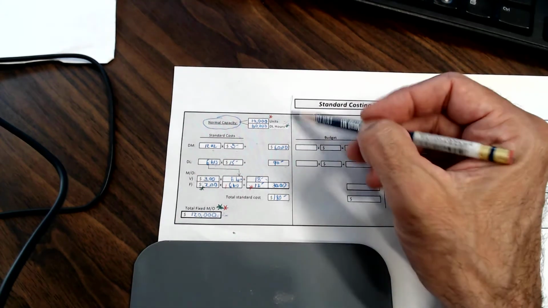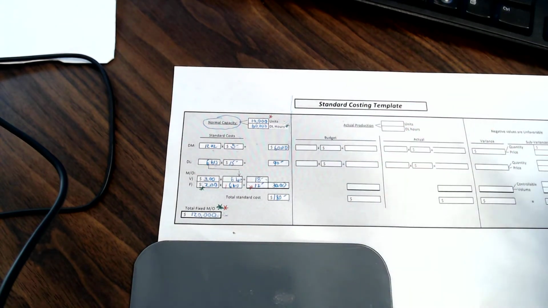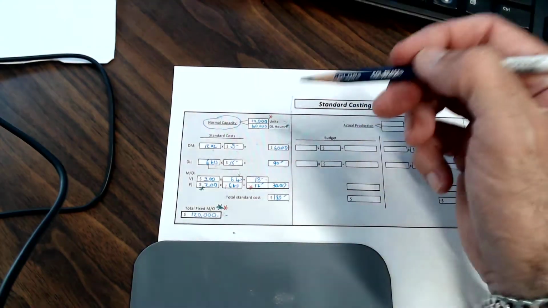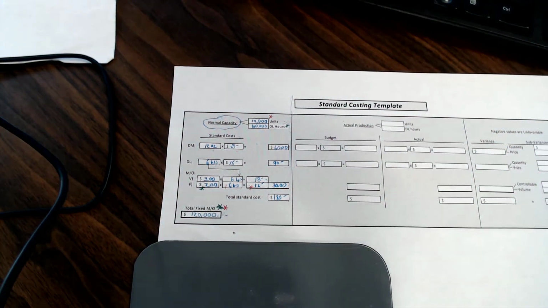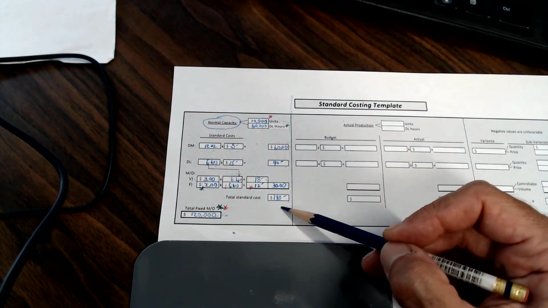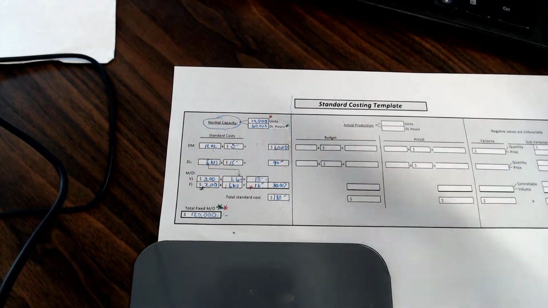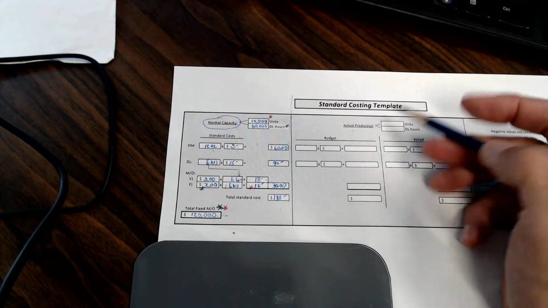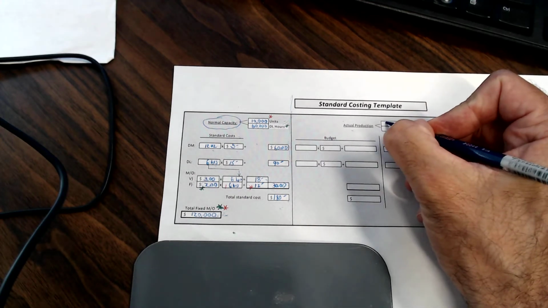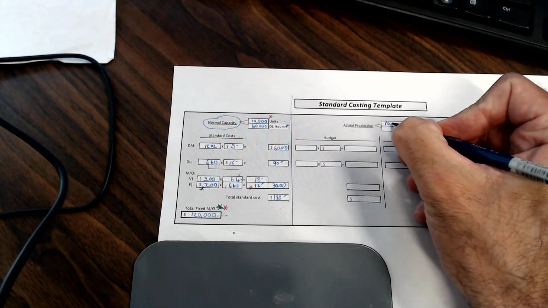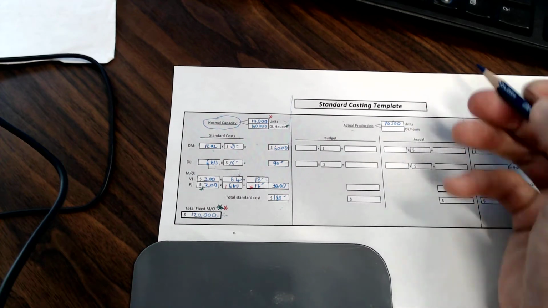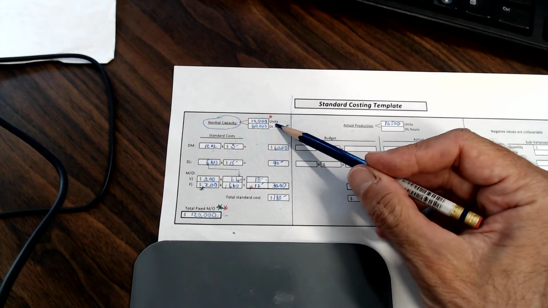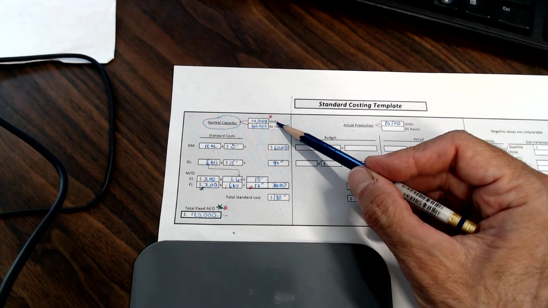So this is my standard cost, and this is developed before the year even starts. We would laminate this and pass it out and put it up on the wall so everybody knows what it should cost. Now the year begins. Maybe the first month goes by and it's January. Now this is actual production. For January, we actually produced 10,500 units. A few more than we normally do.